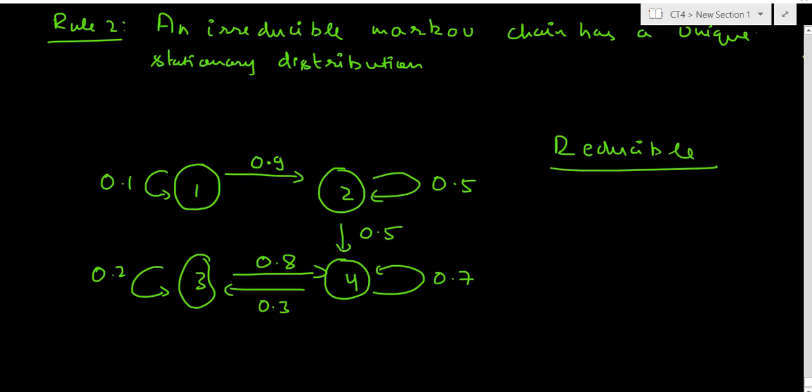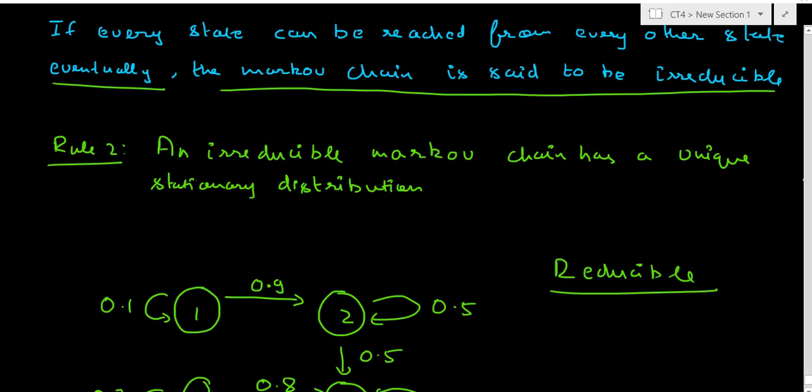For an irreducible Markov chain, there is a property relating to this. That's our rule 2: an irreducible Markov chain has a unique stationary distribution. So if my Markov chain is irreducible, the stationary distribution would be unique. That is, there would be only one stationary distribution where the Markov chain will go and settle down, and there are no other stationary distributions, only one for an irreducible Markov chain. Let's try to see what this means.